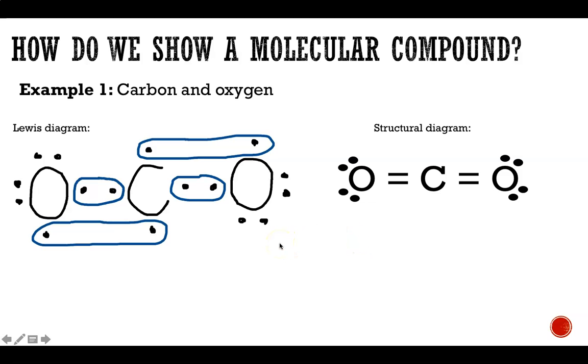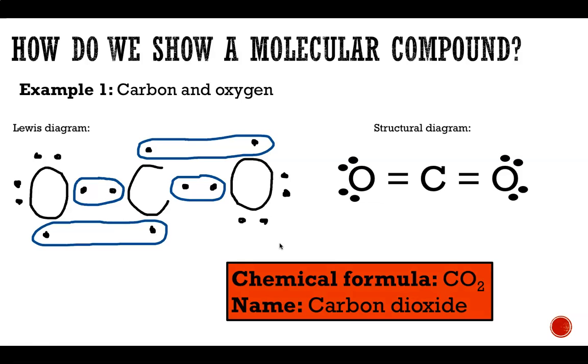So our chemical formulas and names are pretty much the same. We're using subscripts, the little numbers, to show how many of each element we have. So the chemical formula for this would be CO2. That's a subscript there, that little number. And the name of this is carbon dioxide.